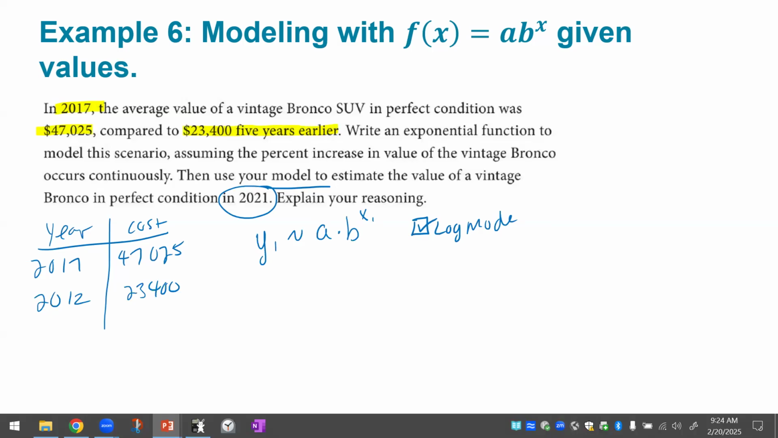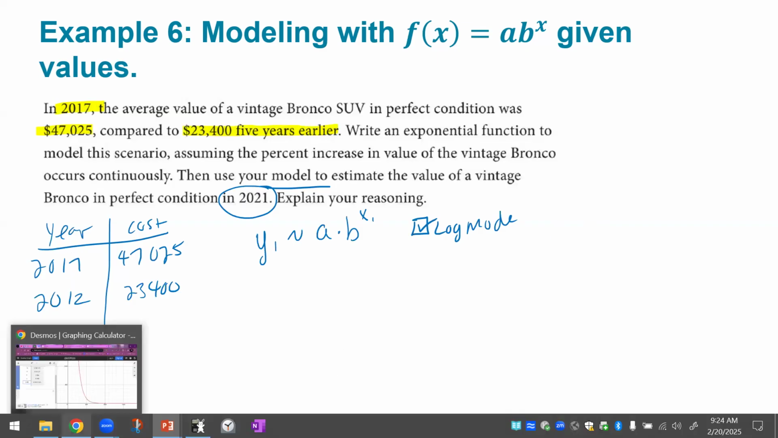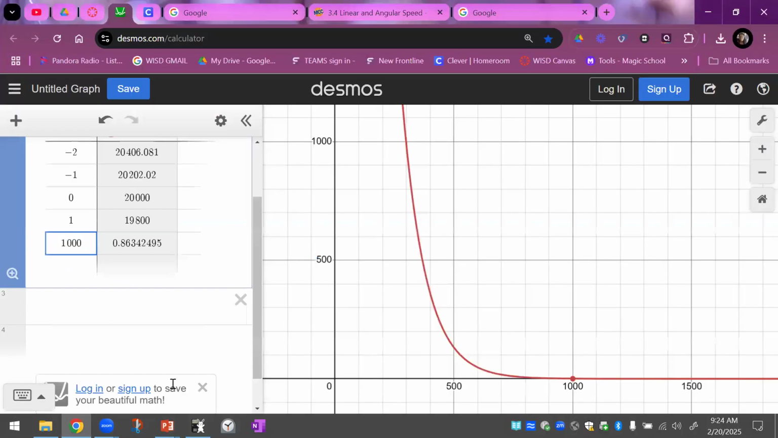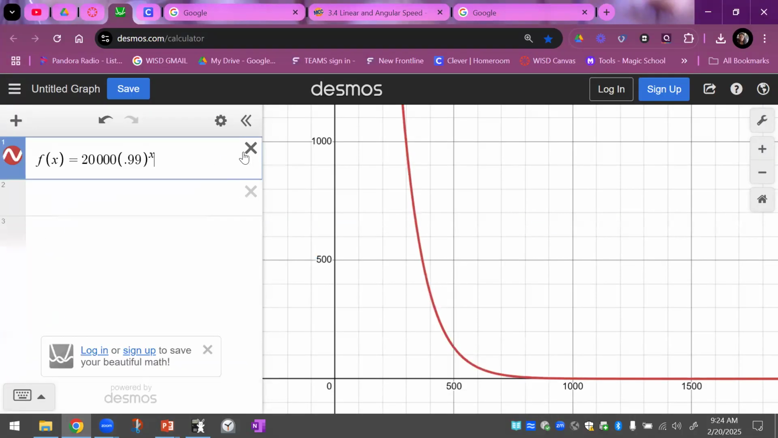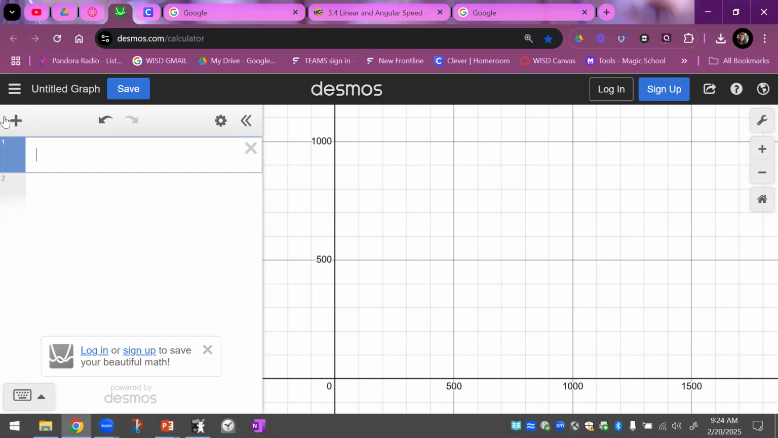The reason why I like using Desmos is because you can still use your 2017. Sometimes with exponentials and the handheld, you have to have smaller values. So you would normally start off with maybe 0 and 5, but we don't have to in this case. Does that make sense? All right.